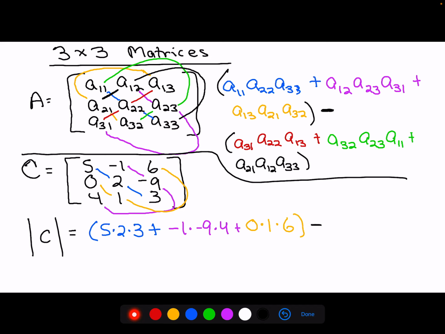And then I'll be subtracting. And then I gotta, try and keep it all straight here, 4 times 2 times 6. And then I gotta also do 1 times -9 times 5. And then finally, I gotta do the 0, the -1, and the 3 together.